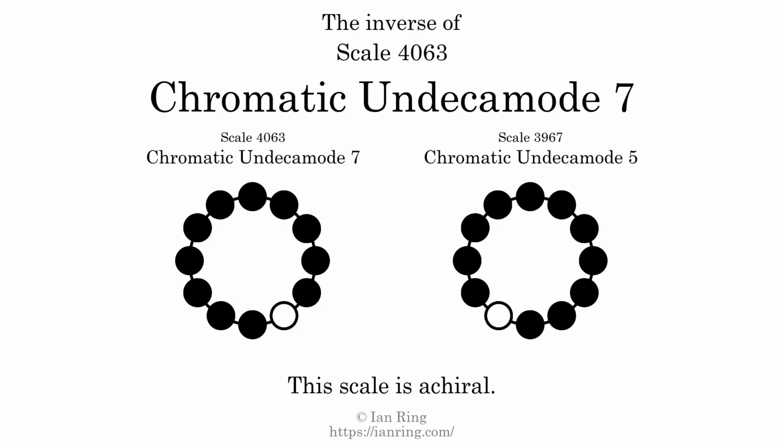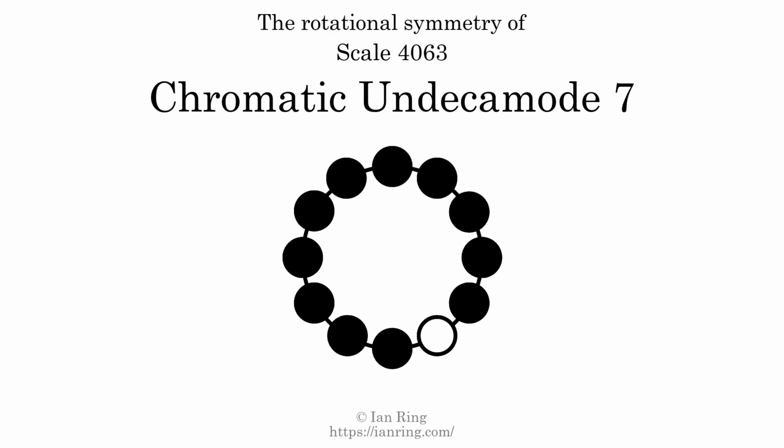The inverse of a scale is a mirror image. It is what you get when the sequence of intervals is reversed. The inverse of this scale is scale 3967, also known as Chromatic Undecamode 5. This scale is achiral, since it can transform into its own reflection by a rotational transformation. This scale has no rotational symmetry.